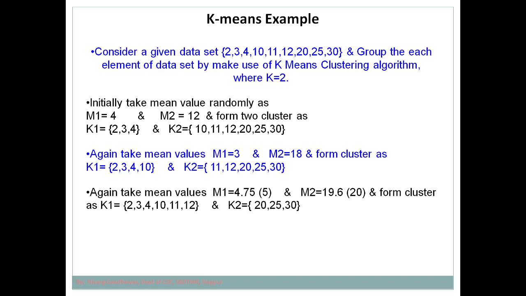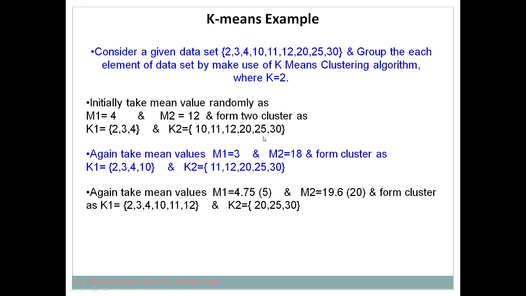Now in this case which one is minimum? Obviously 2 is minimum, that's why 10 belongs to 10. Now similarly for 11, 12, 20, 25, 30, you just calculate the difference between these two, and whatever will be the minimum distance to that cluster we will map. So in step 1 we got these two clusters K1 and K2. In K1 3 elements are there and the remaining elements are mapped to K2.